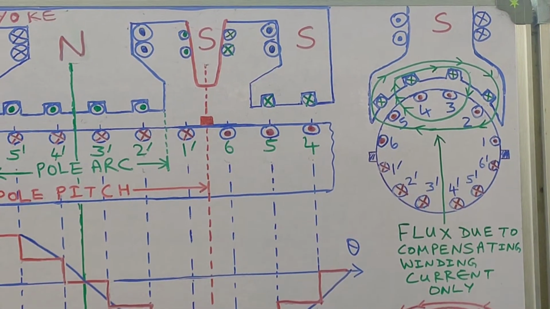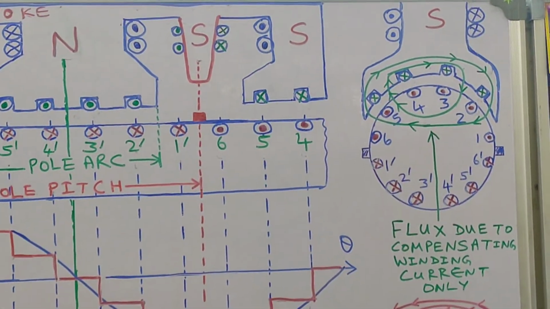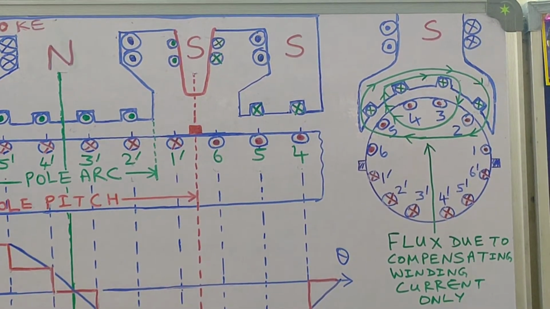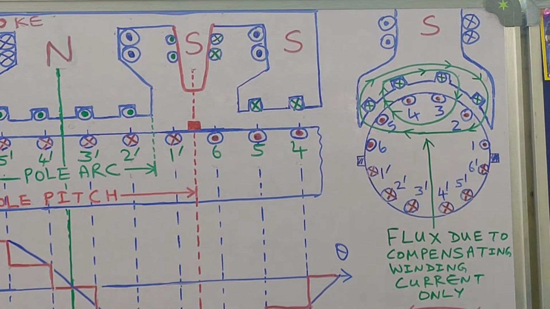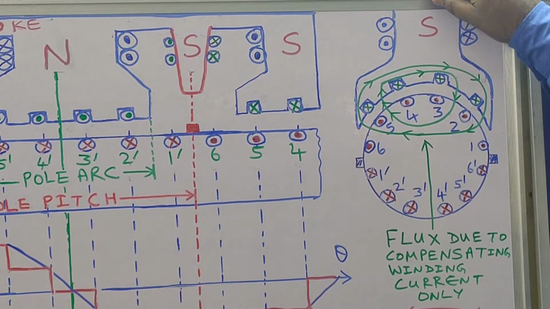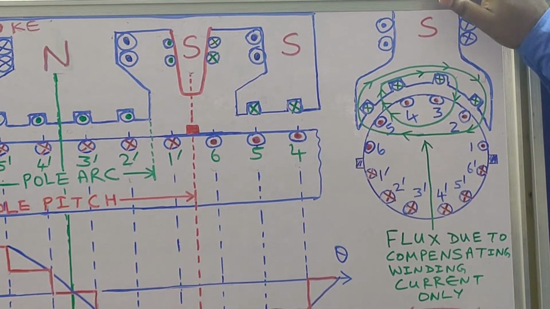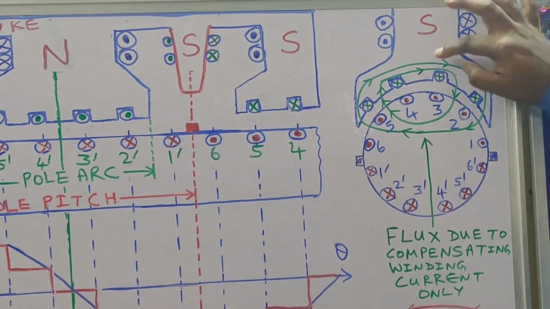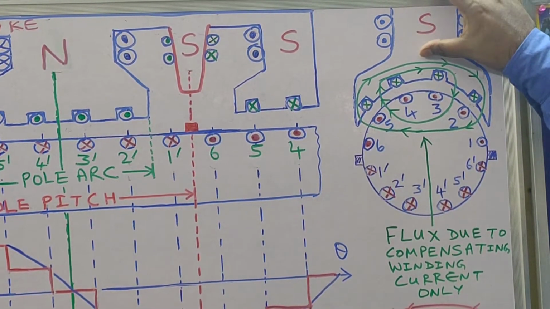Actually, the reason is only one. And what is that reason? The starting point of the developed view should be from that point where no lines of flux are entering or leaving.